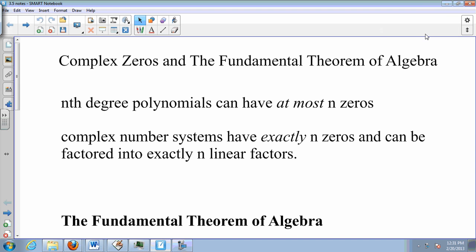Complex zeros in the fundamental theorem of algebra. An nth degree polynomial can have at most n zeros. In the complex number system, it has exactly n zeros and can be factored into exactly n linear factors.